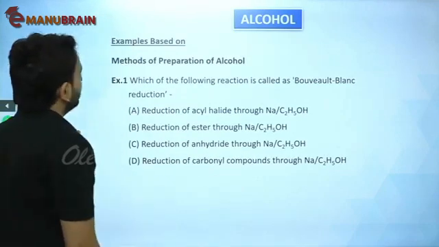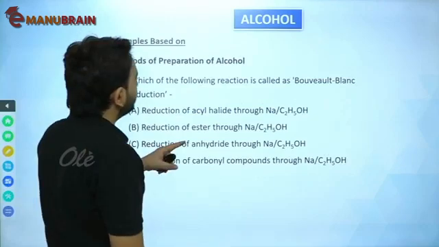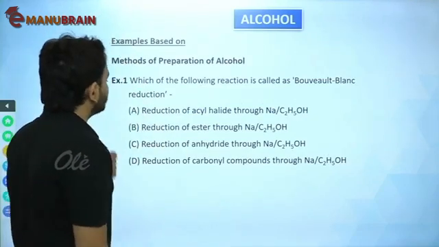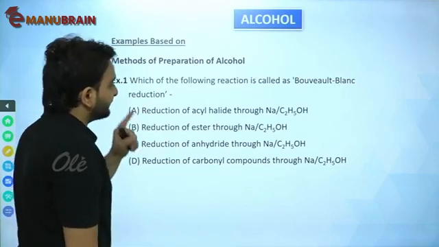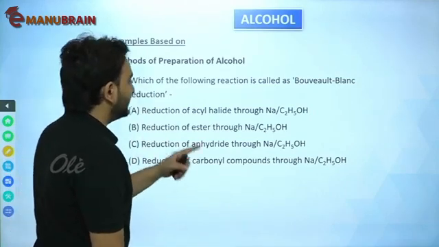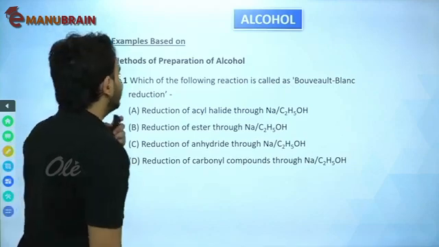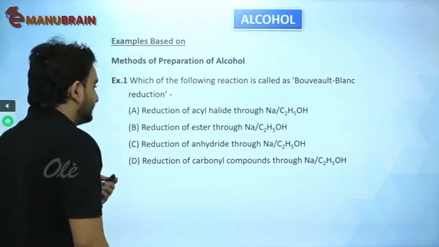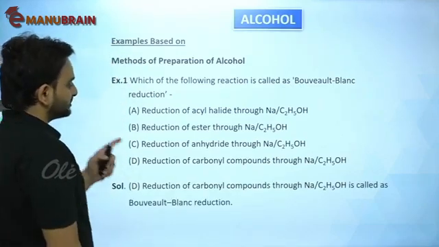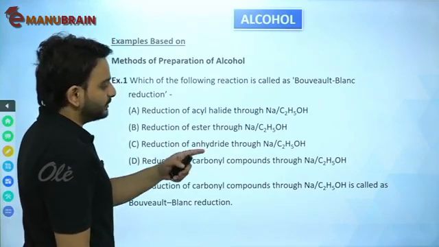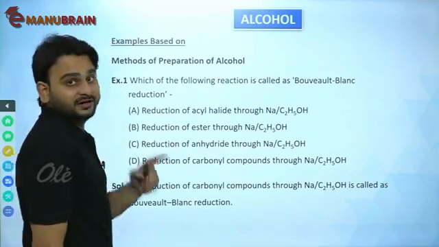Next up, an example over here: which of the following reactions is called the Bouveault-Blanc reduction? The reduction of carbonyl compounds through Na in C2H5OH to give alcohol is called the Bouveault-Blanc reduction. So as you can see, reduction of carbonyl compounds through Na in C2H5OH is called Bouveault-Blanc reduction.